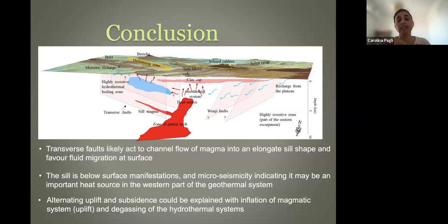But we think that in the future, this likely will be degassing into the hydrothermal system. And therefore, once this occurs, we probably will see a phase of subsidence. So we conclude that alternating phases of uplift and subsidence in geothermal areas are likely caused by a phase of magma inflow followed by degassing of the hydrothermal system and flow into the hydrothermal manifestations.